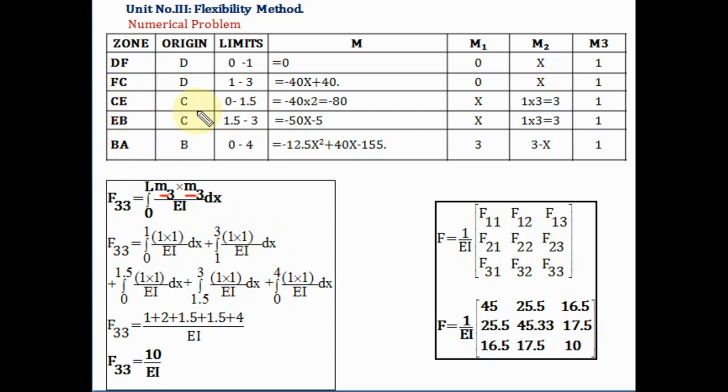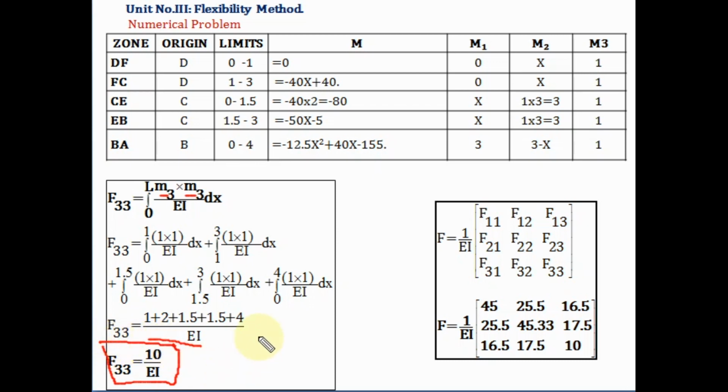Next zone is C, the limit is 0 to 1.5, 1 into 1 upon EI into dx, plus the next limit is 1.5 to 3, 1 into 1 upon EI into dx, and the last zone is BA, where the limit is 0 to 4, 1 into 1 upon EI into dx. So solve this integration on a calculator and we will get this value. The final value of F33 is equal to 10 upon EI.